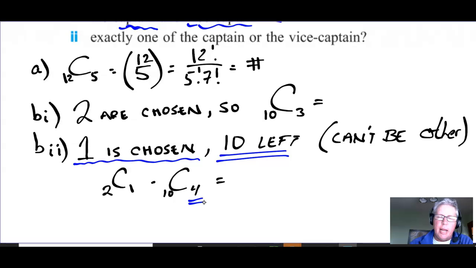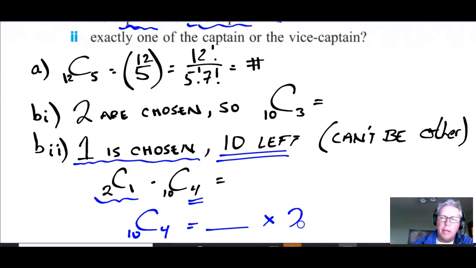All right. Now, what is this? Well, the 2 choose 1 is kind of counting whether it is going to be the captain or the vice captain. Some people will just say there's 10 choose 4, and that gives you a number, and then we'll multiply that by 2 because one will be the captain, one will be the vice captain. It's a really good idea to start seeing everything in the combinatorics.